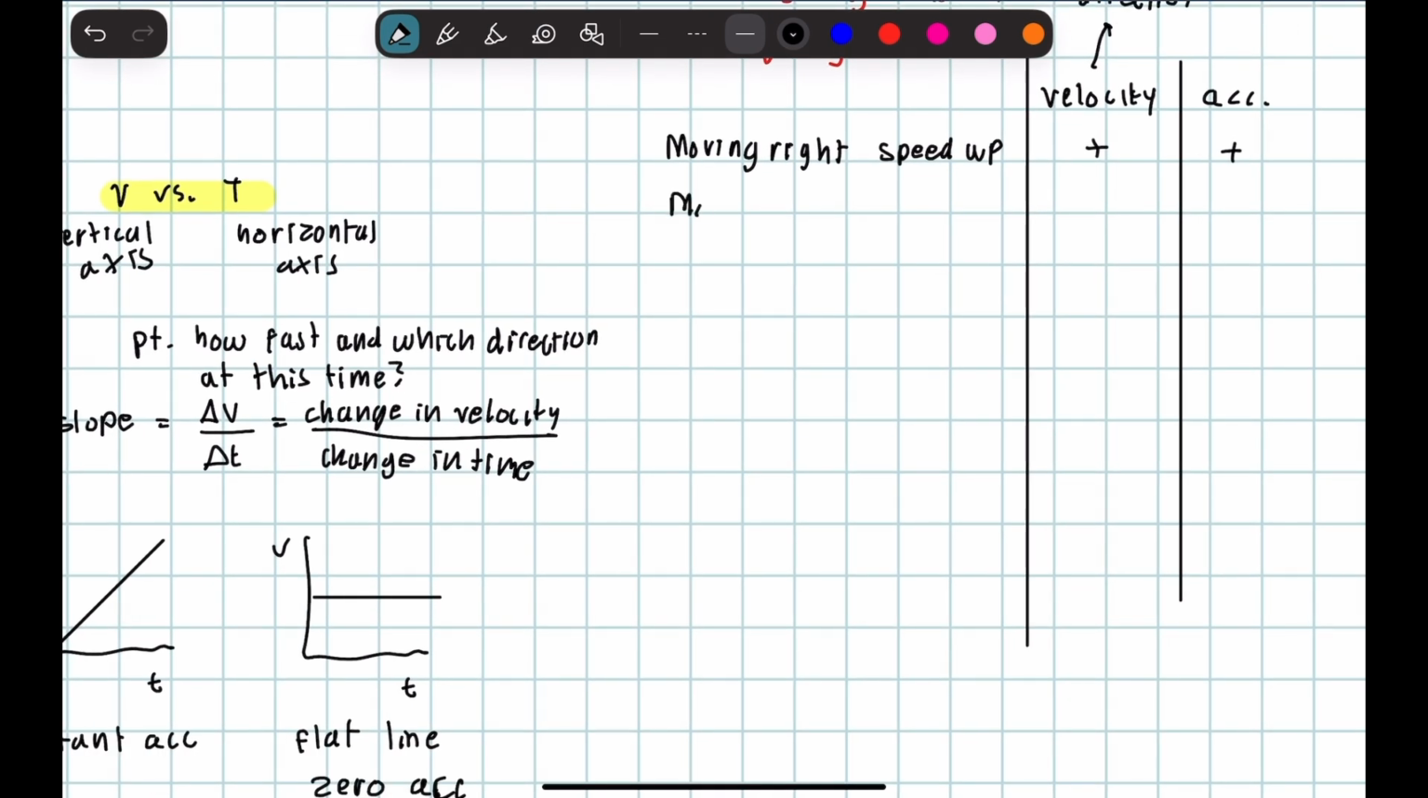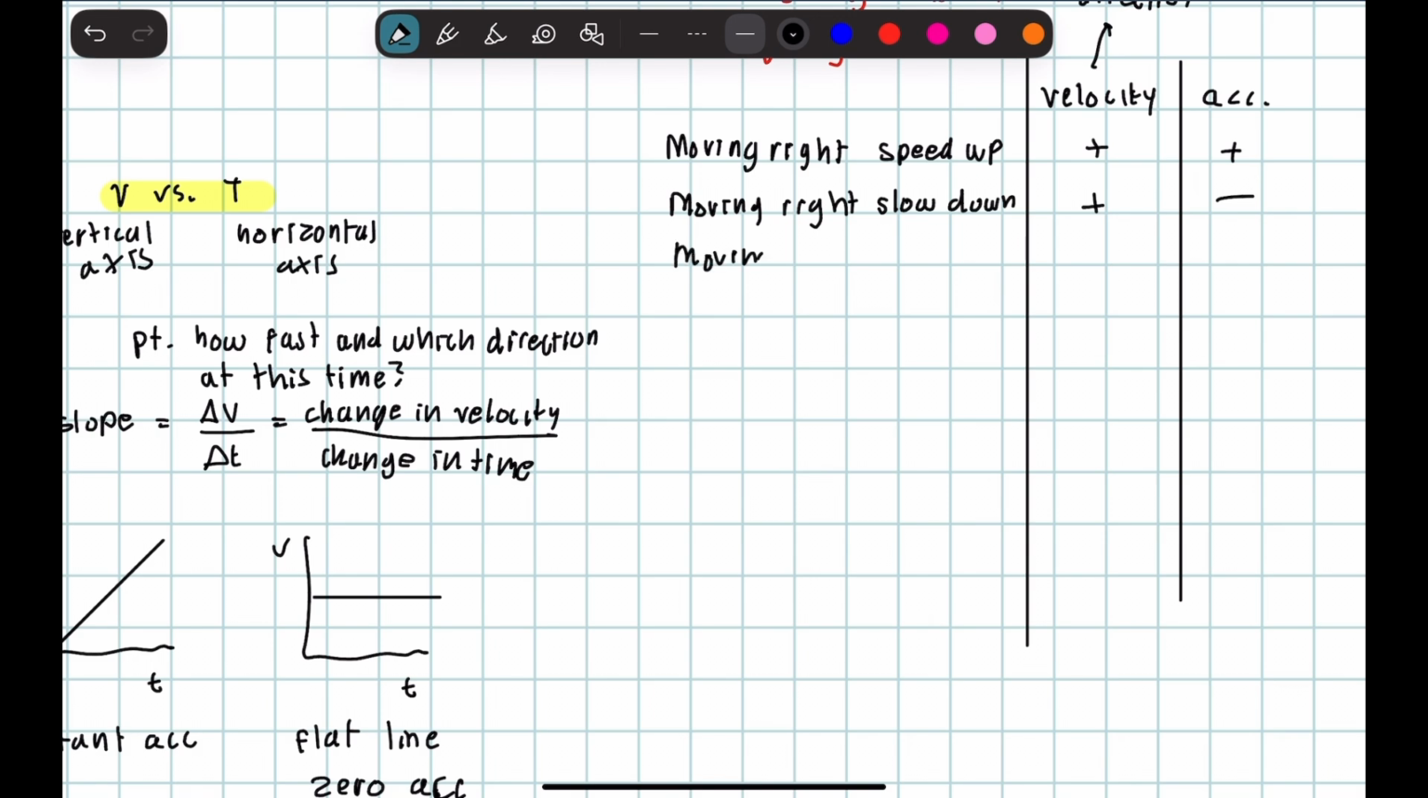Now, if you're moving right and you're slowing down, you're still going in the positive direction, right? But if you're slowing down, that means your change in velocity is just less because it's not keeping up with the constant change. So that means you're decelerating. Acceleration is going to be negative.